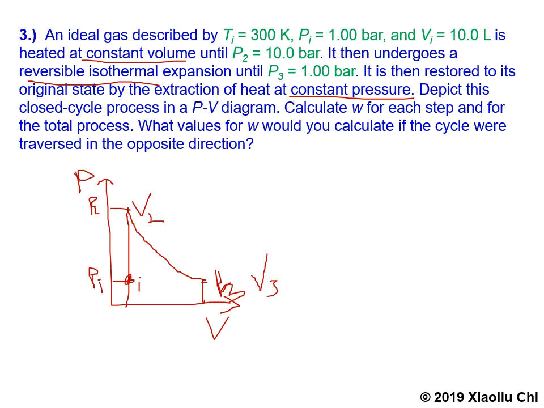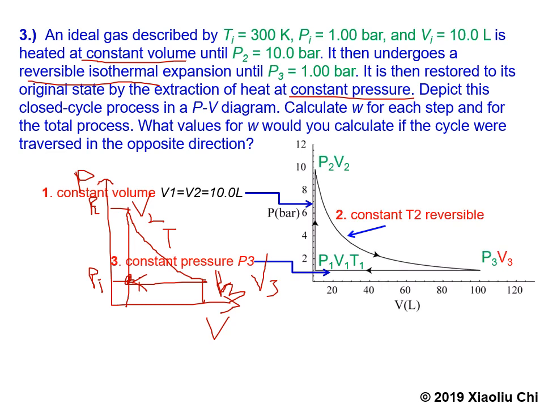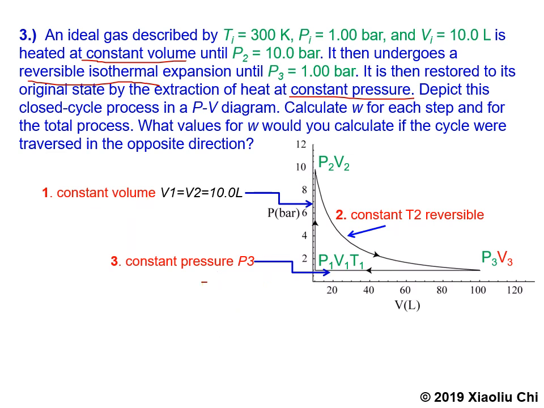And then the third process is to go back at constant pressure. Okay, so you go this way. So, all right, constant volume, constant temperature, and constant pressure, three processes. So let's look at a better drawing. Alright, so three processes: constant volume, constant temperature, and constant pressure.